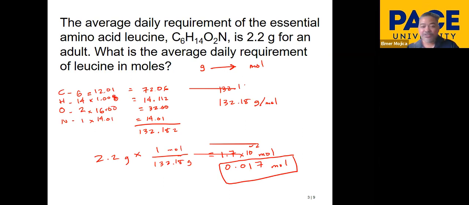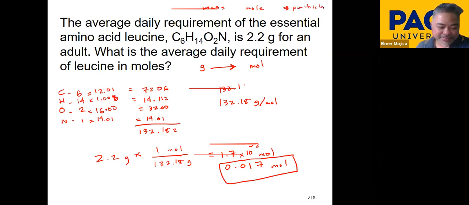So all that we have so far is the mass going to moles and vice versa. But the next problem that we have is when we go with the number of particles. So all calculations that we have so far are one-step calculations. If it's a one-step calculation, I would suggest that these are the sure points for you.